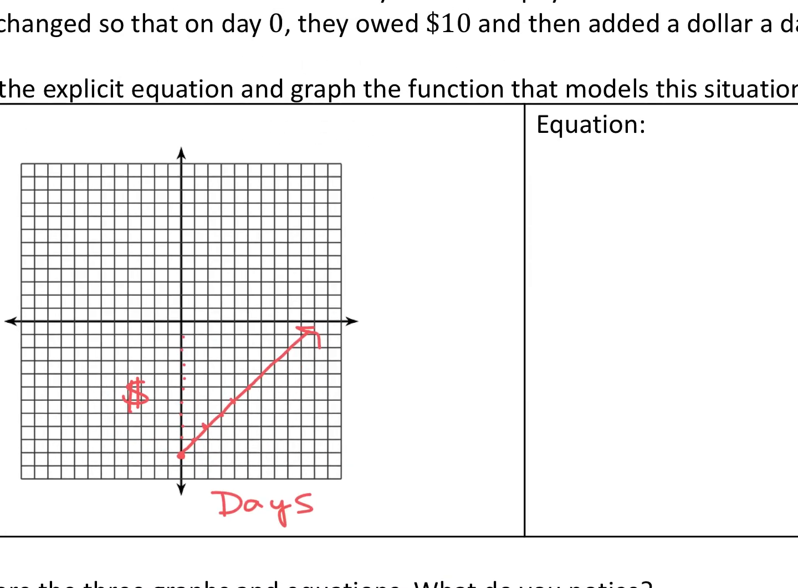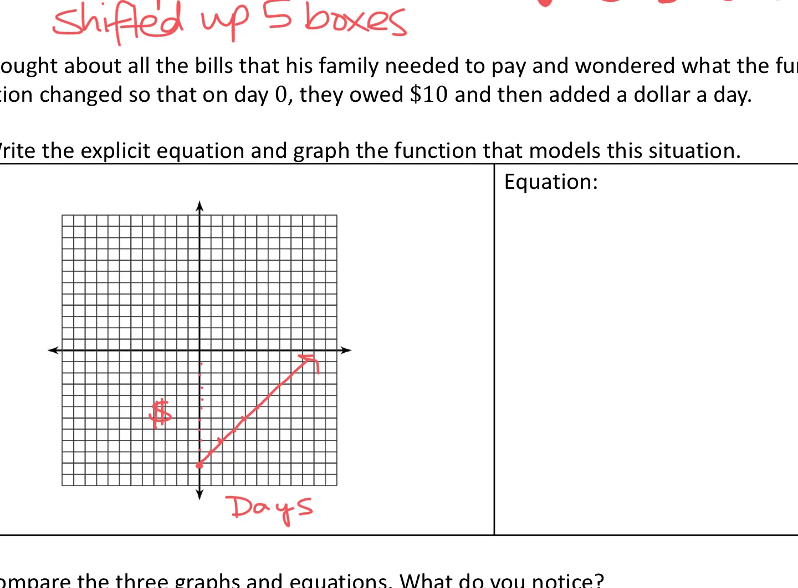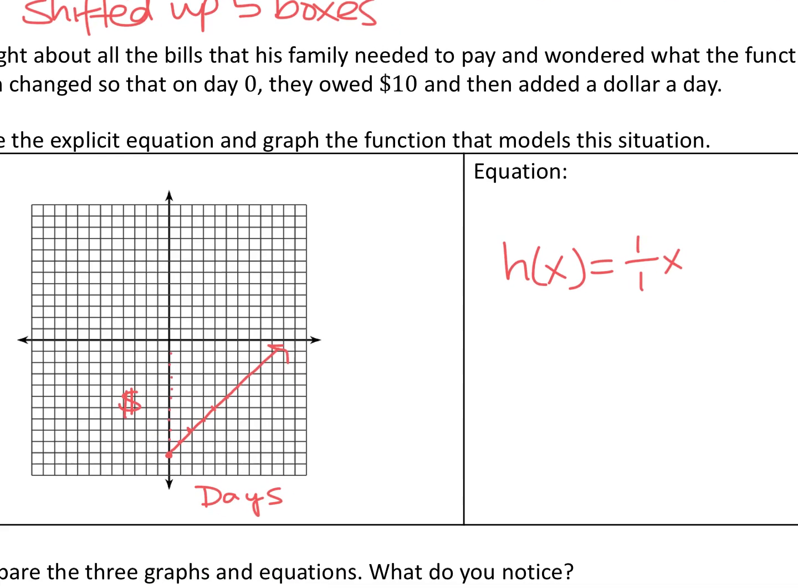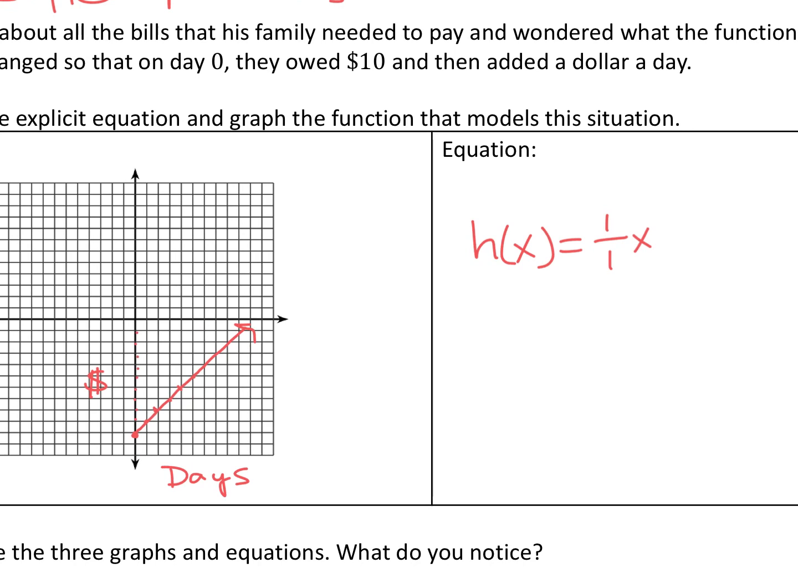Our equation is going to look pretty similar, but instead of plus 5 like we had in g of x, let's call this one h of x. We're going to have the same pattern, 1 over 1, right? 1 day goes by, $1 we gain. But this time we're going to minus 10 because we start with that $10 owed. I can simplify this and just write it as x minus 10.